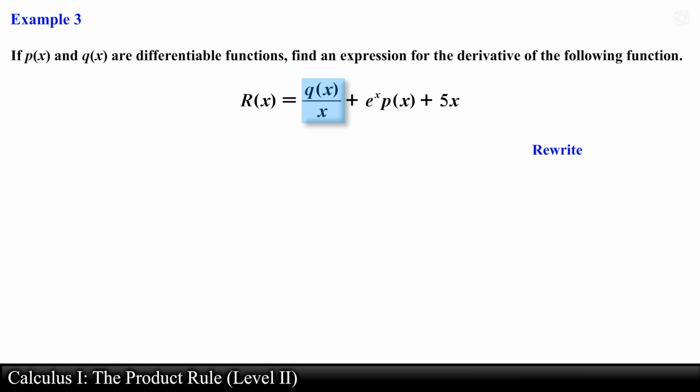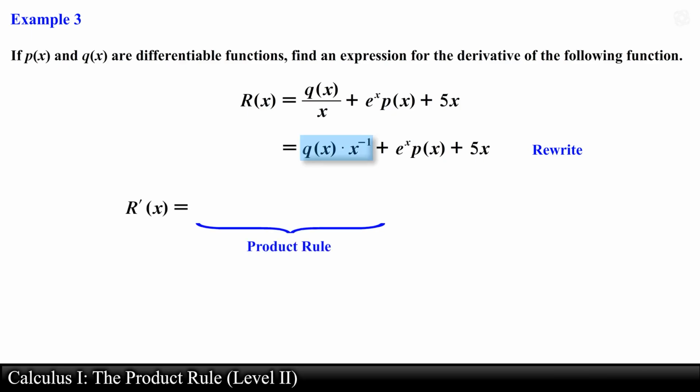In order to find the derivative of this term, we need to rewrite it into a derivative-friendly form. In this case, we can rewrite it as q of x times x raised to the power of negative 1. Now we can go ahead and apply the product rule with q of x as a first function and x raised to the power of negative 1 as a second function. Applying the product rule, we obtain the following expression. Next, we move along and find the derivative of the second term.